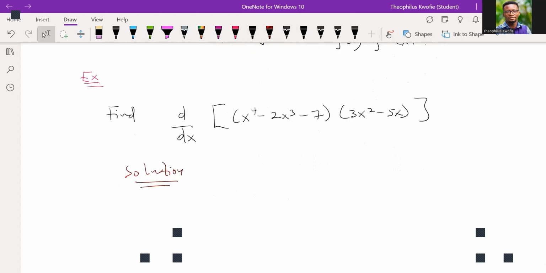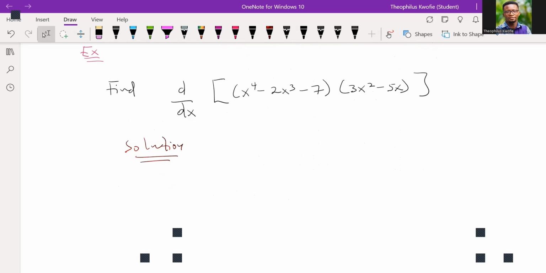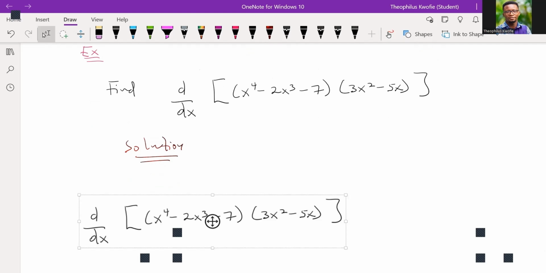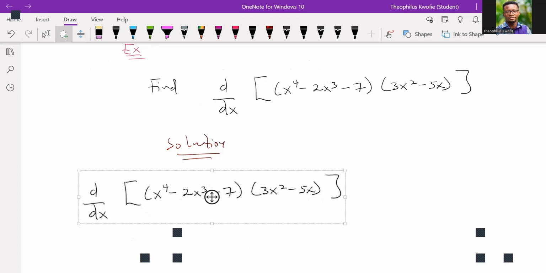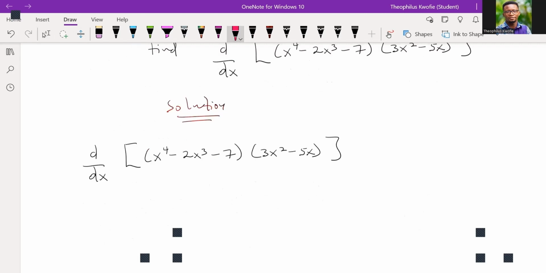Well, by applying the same rule. How do I solve this function? This is one function, so let me write down the function. This is our function, and you want to find its derivative. So now the question is, how do I do it? These are two functions. We assume that this is one function and this is another function.